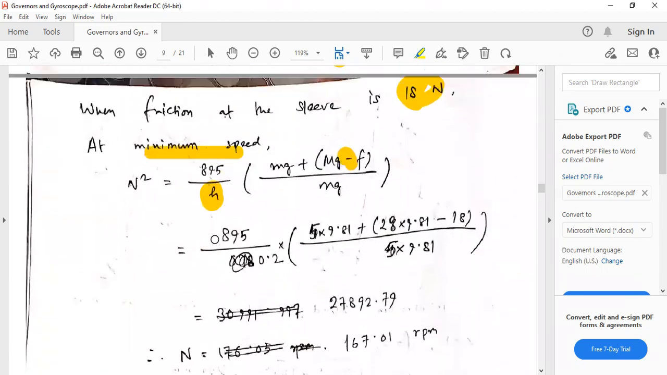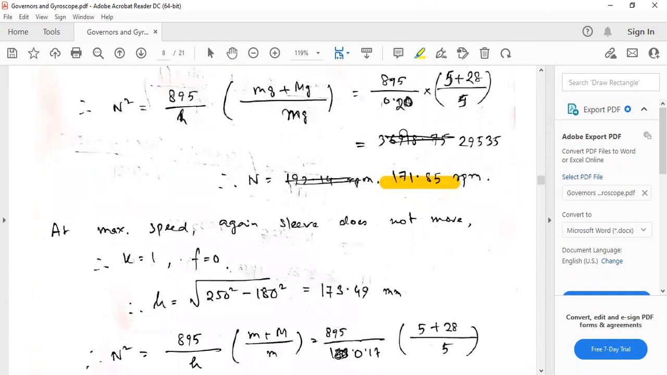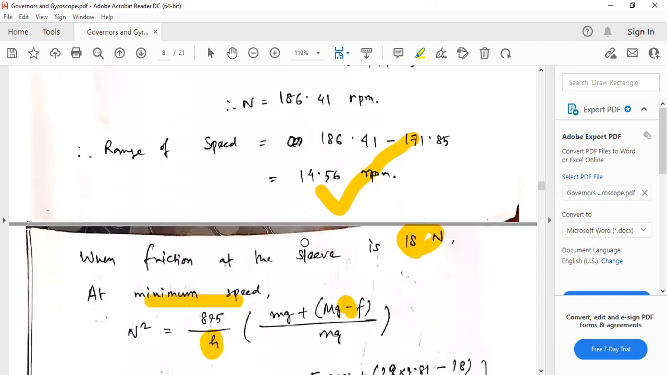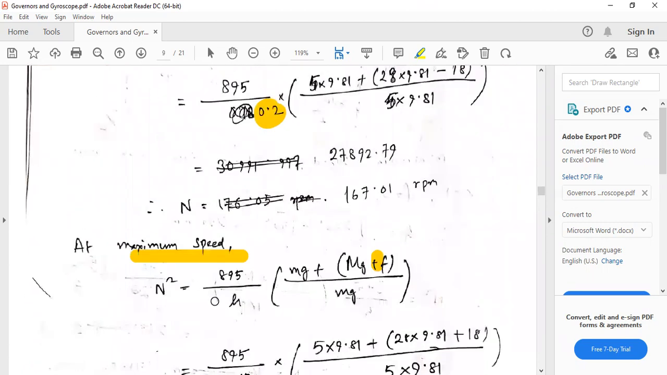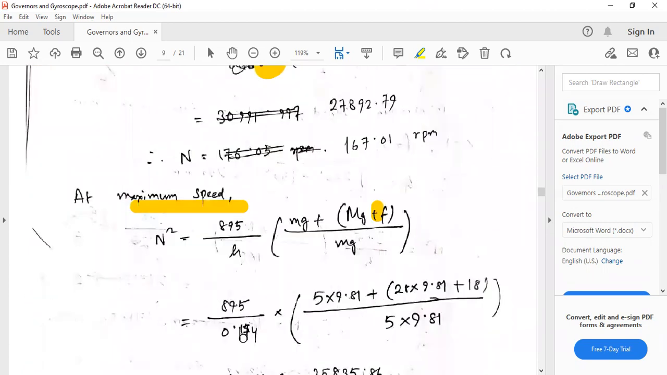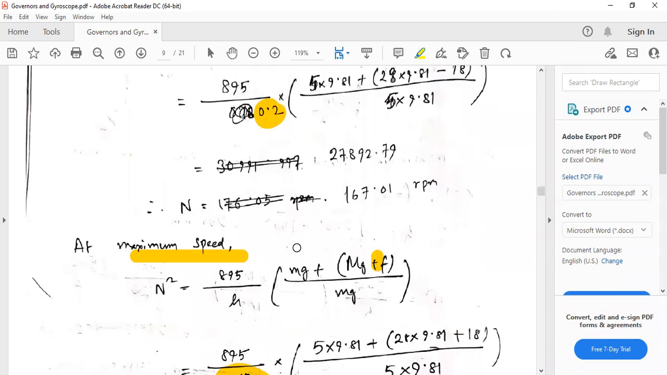So here you can see that you have put at minimum speed, what is the minimum speed? 171. h is what? 0.2. So put 0.2 here. Okay. And at maximum speed, h is equal to 0.17. So put 0.17. Understood? M and g are known. Capital M is given. Friction force is 18, given. This 9.8 is the standard value. So you have got the speeds now.